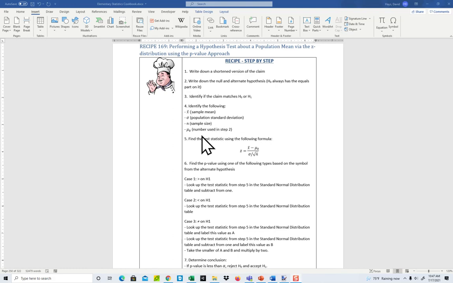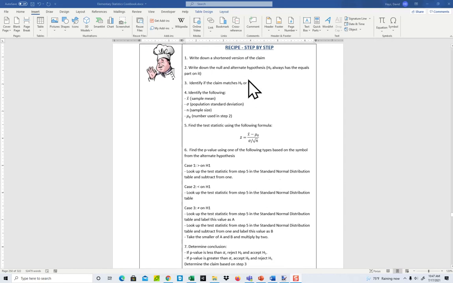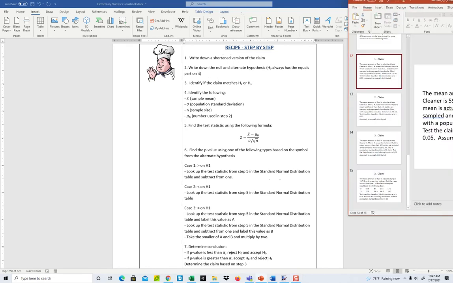Okay, let's take a look at performing a hypothesis test about a population mean via the z-distribution, the standard normal distribution, using the p-value approach. Now, these are our steps. Let me scroll up here. So I'm going to be referring back to those. Now, first off, note our first step is write down a shortened version of the claim. We're going to do that as we're actually working the problem.